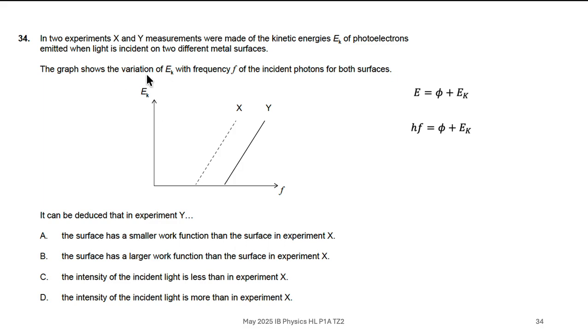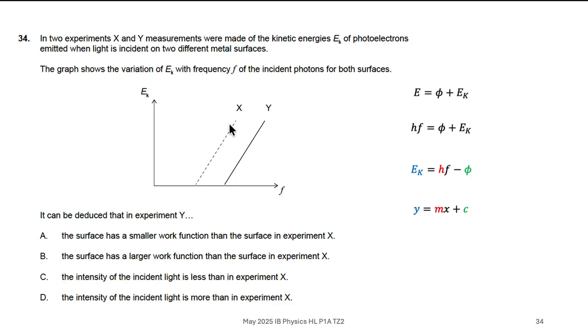We notice we've got EK on the y-axis, so we're going to rearrange, and I've put some colours in as usual so we can compare. We've got EK on the y-axis, we've got f on the x-axis, and we've got h and phi. What that means then, if we compare it to a straight line equation, which is what we get, we're going to have y on the y-axis, EK on the y-axis, f on the x-axis, and then m equal to h, and then we've got this here.